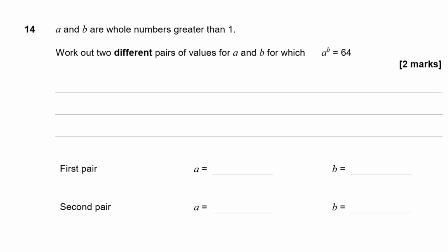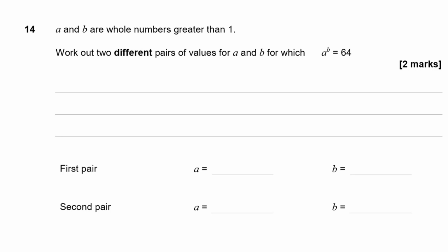Question 14. a and b are whole numbers greater than 1. Work out two different pairs of values for a and b for which a to the power of b is equal to 64. Okay, so a and b are whole numbers greater than 1. Two different pairs of numbers for a and b such that a to the power of b is equal to 64. Okay, so I need to take one number, raise it to the power of another one, and get 64.